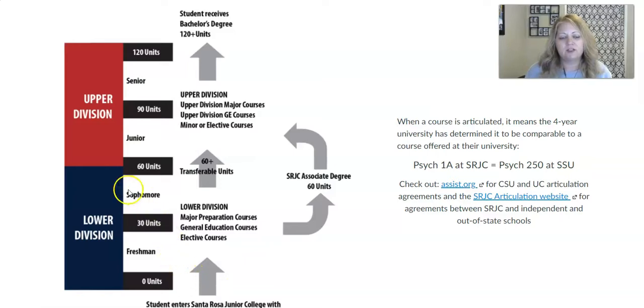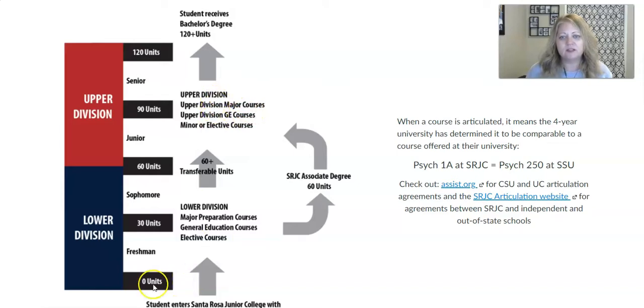So while you're at SRJC, you are a lower division transfer student. You are working on your freshman and your sophomore years of college. So it does not matter if it takes you 6 years, 8 years, 10 years, you're always a freshman or a sophomore while you're at a community college. The reason why is upper division courses are not taught at the California Community College level in most cases. And so you're working on your lower division requirements, you transfer, and then you work on your upper division requirements.